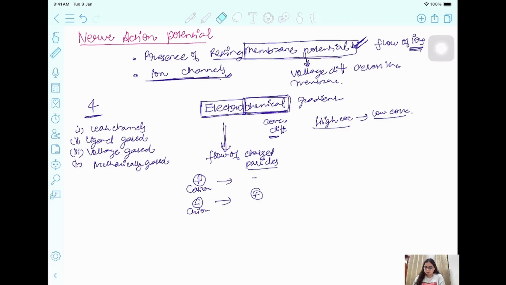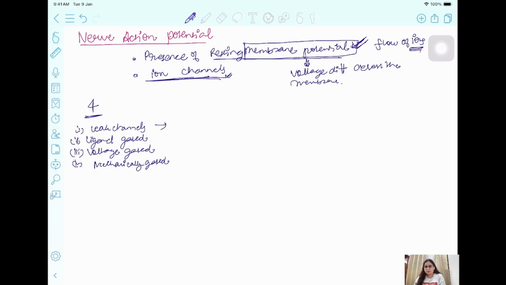Now let's first discuss the leak channels. Leak channels are present on the plasma membrane, for example, for sodium or potassium. They can randomly open or close. There are more number of potassium leak channels present on the plasma membrane than the sodium channels. And these channels, the potassium ones, are more leaky than the sodium ones, which makes the membrane more permeable to the potassium ions than the sodium ions.